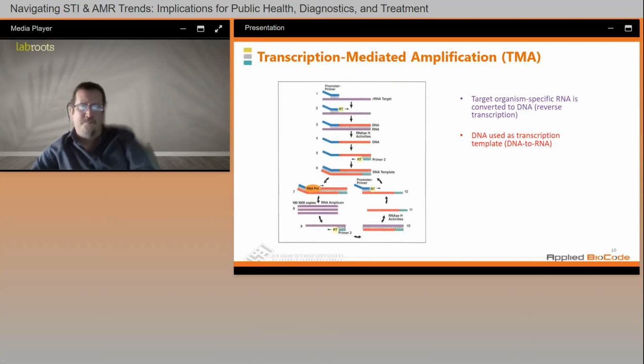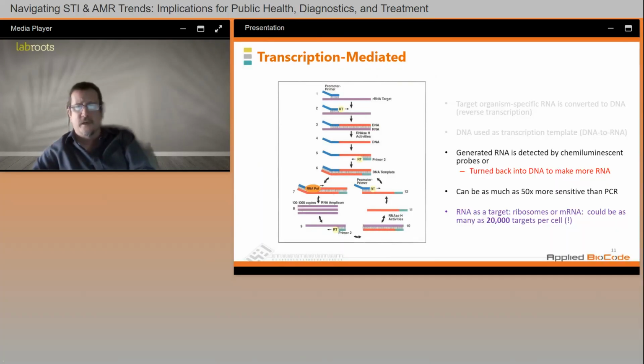So what you're doing in transcription-mediated amplification in the first step is converting an RNA target into a DNA target through the process of reverse transcription. And then after you've converted the RNA target into a DNA target by reverse transcription, you're then running transcripts off of that double-stranded DNA target. And so while PCR takes a DNA target and doubles it in each cycle, TMA takes a DNA target and runs transcripts off of it, which might be thousands of transcripts that are generated over the course of a minute. That's how fast transcription can occur.